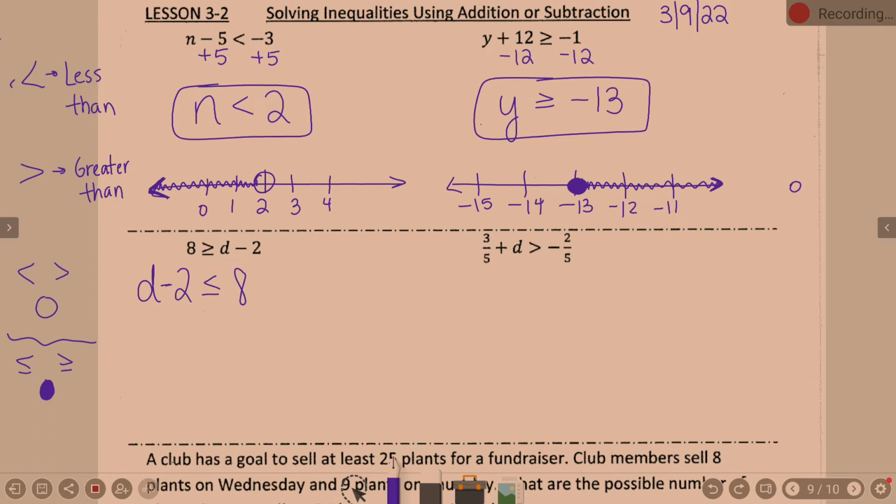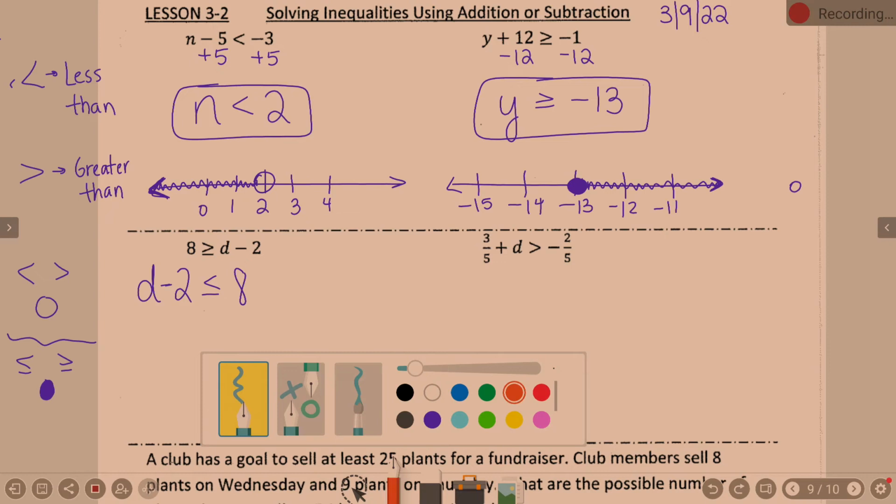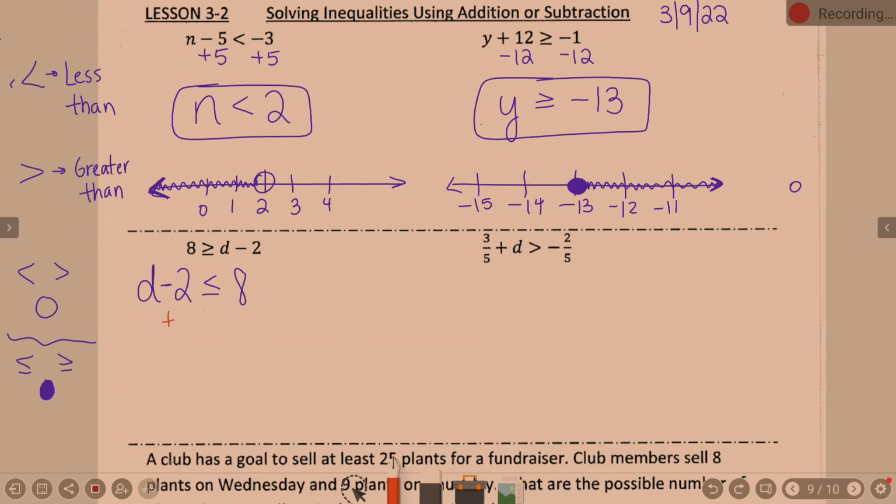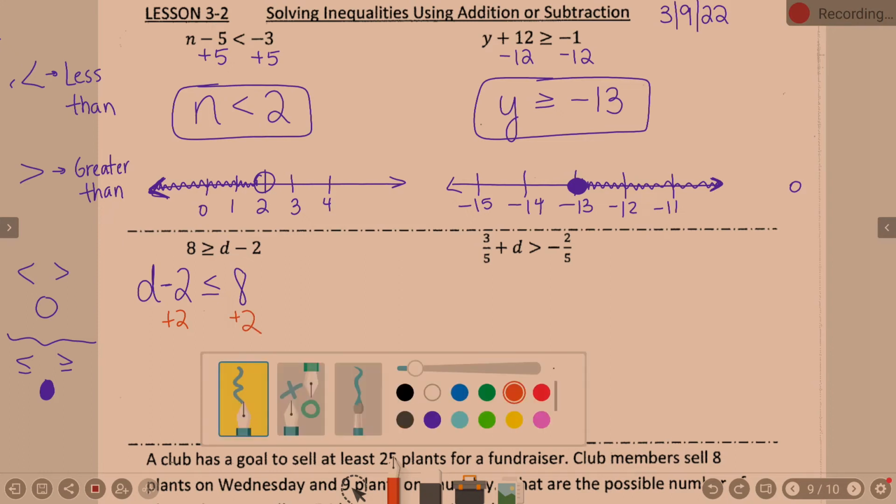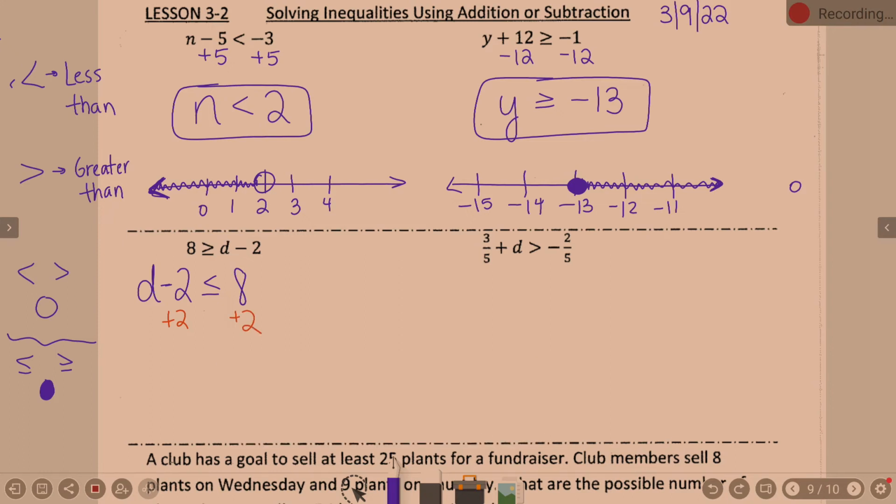Now, how do we solve and get D by itself? You add the 2. Now we're ready to add 2. If I add 2 on the left, add 2 on the right. Alright, I already know the answer. It's D. Hold on. Minus 2 plus 2 cancels. There's D. I just recognized what I did wrong.